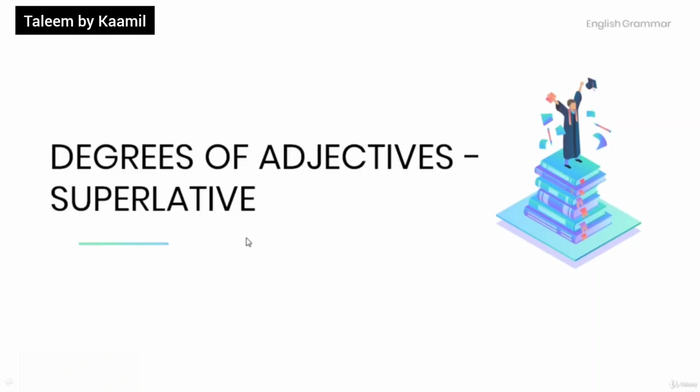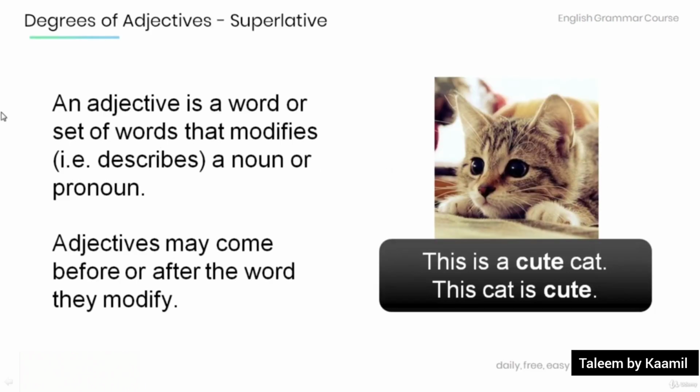Welcome to this tutorial. Today, we're going to talk about degrees of adjectives, the superlative form. Let's get started. Remember that an adjective is a word or set of words that modifies, in other words, describes a noun or pronoun. Also note that adjectives may come before or after the word they modify.